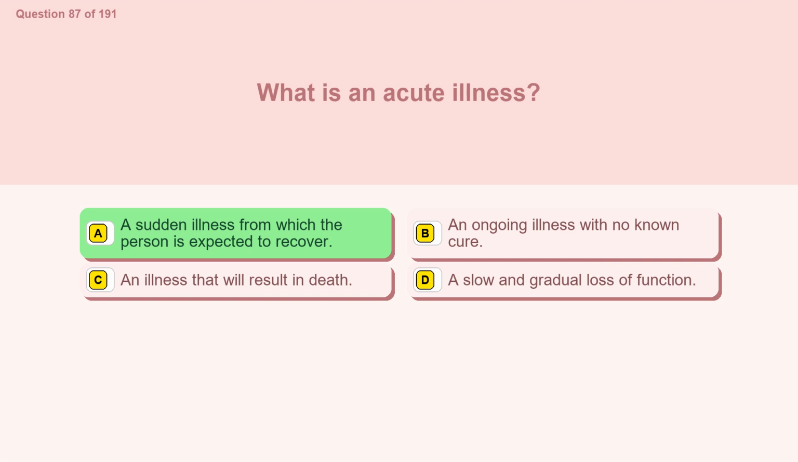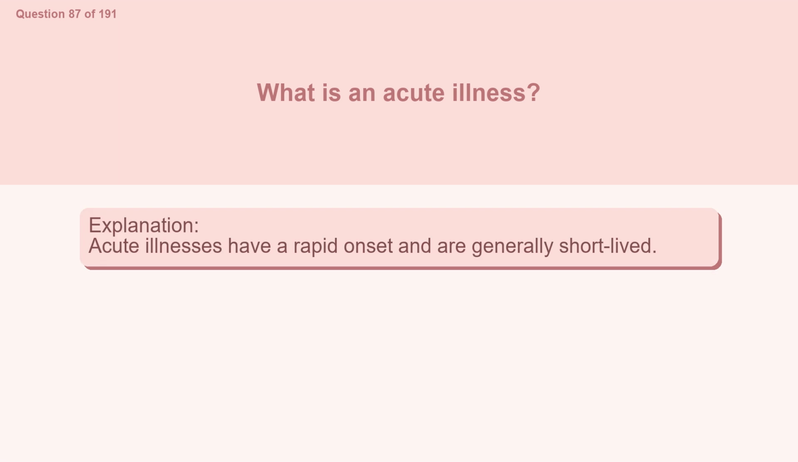The correct answer is option A. A sudden illness from which the person is expected to recover. Acute illnesses have a rapid onset and are generally short-lived.